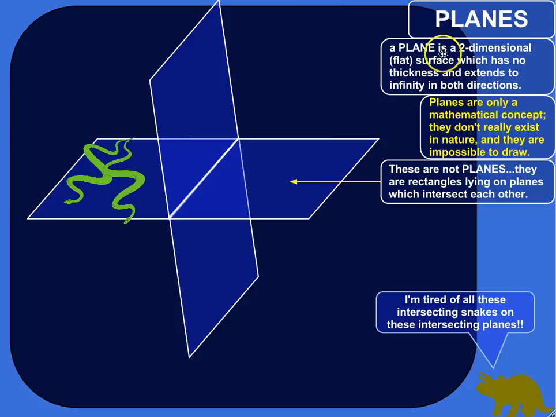Okay, to recap though, a plane is a two-dimensional or flat surface, and it extends infinitely in both directions. So for this plane on which this rectangle exists, it extends forever this way, extends forever this way, extends forever this way, extends forever this way.